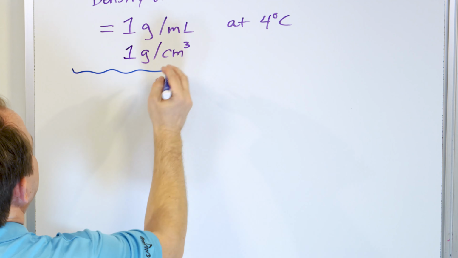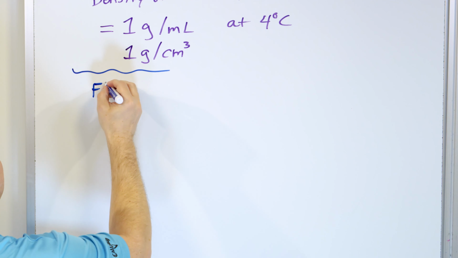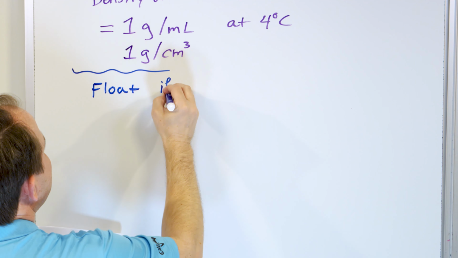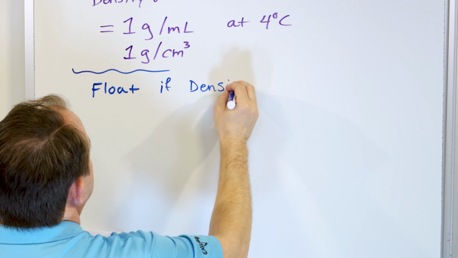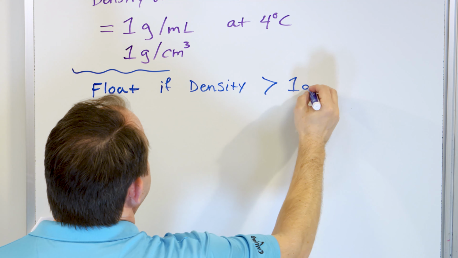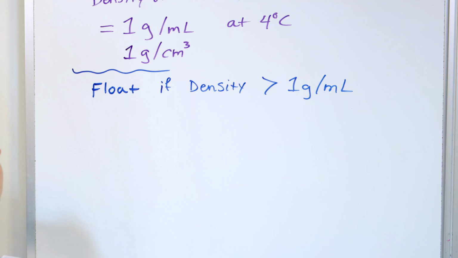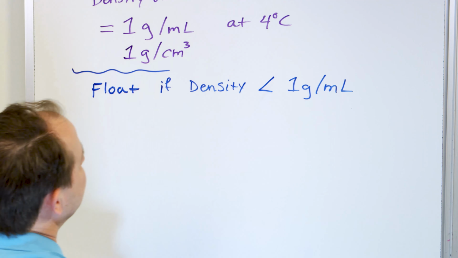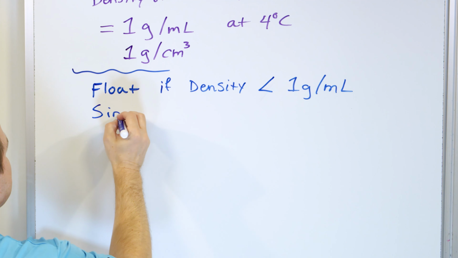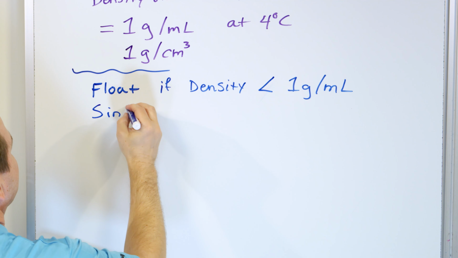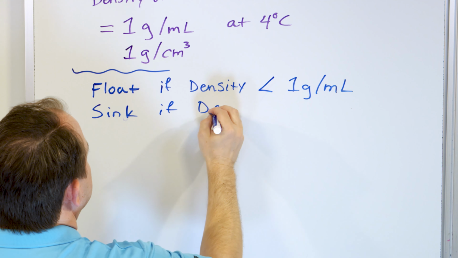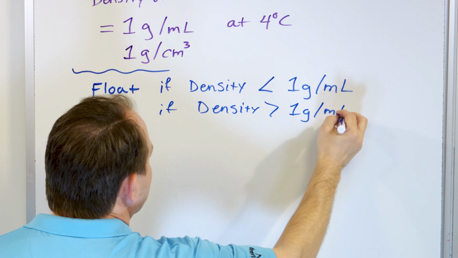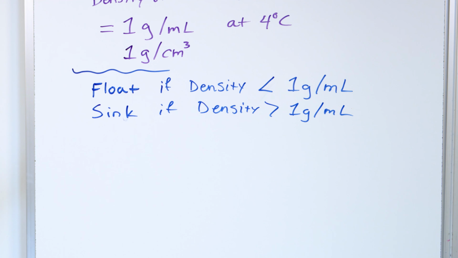How do we know if an object will float on water? An object will float on water, or in any liquid, if its density is greater than 1 gram per milliliter, because that's the liquid I'm talking about, water. Sorry, I did that the wrong way. If its density is less than 1 gram per milliliter, it will float. It will sink if the density is greater than 1 gram per milliliter, or 1 gram per cubic centimeter, however you want to specify it.